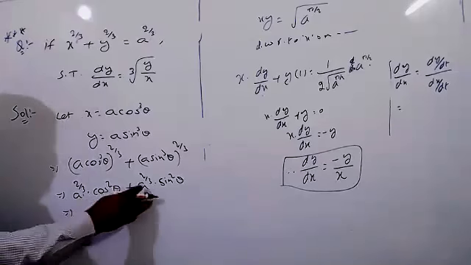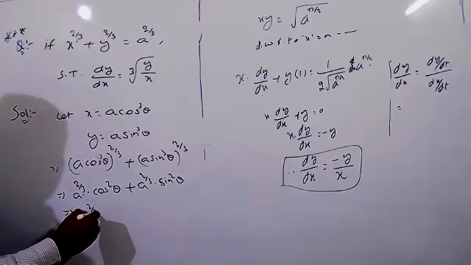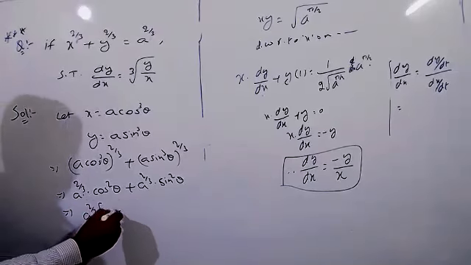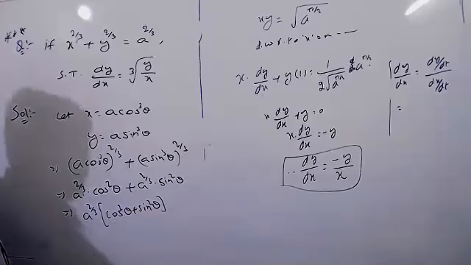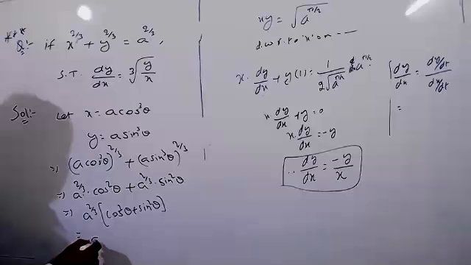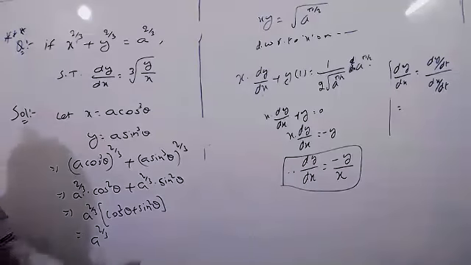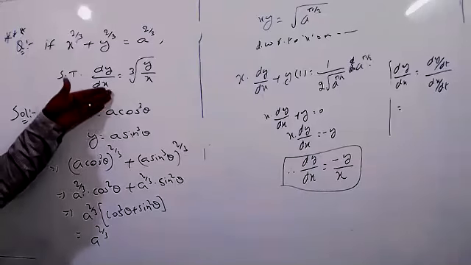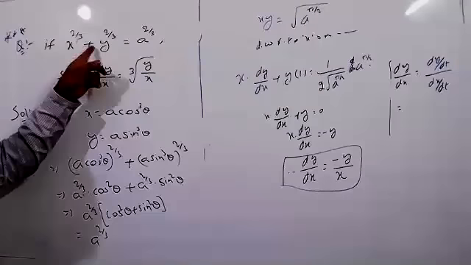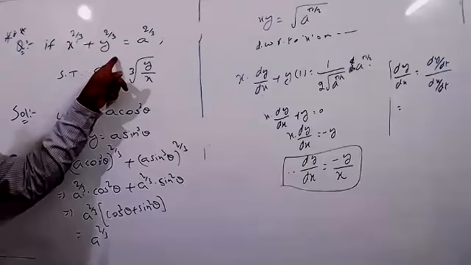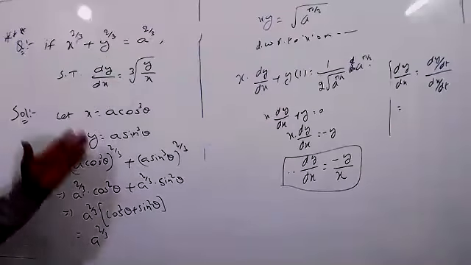So from these two terms, what is the common here? A power 2 by 3 is the common. The remaining are cos square theta plus sin square theta. So what about this value? 1 it is. So a power 2 by 3. That means if we take x equal to a cos cube theta and y equal to a sin cube theta, it satisfies the given equation. Clearly we will take these two numbers now.